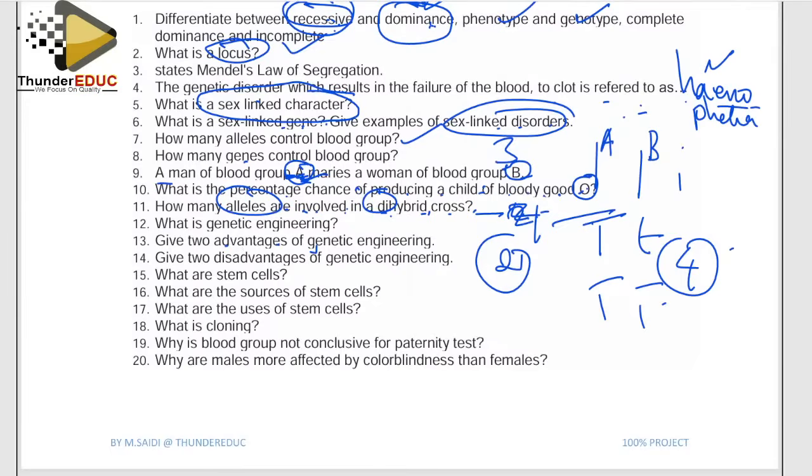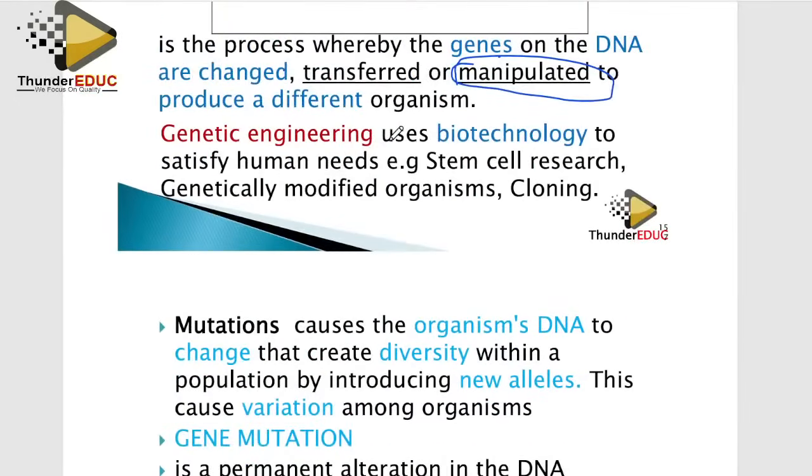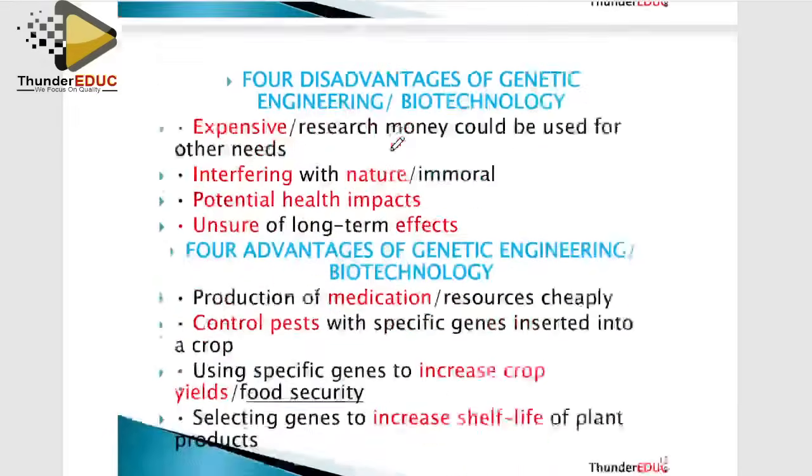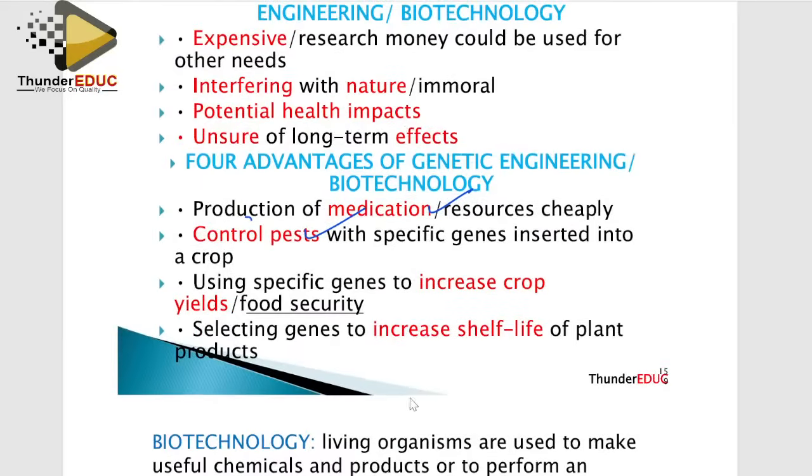So what are some of the advantages? Basically, it can be used for food. It can be used for research. They're asking you the advantages. We say that it can be used for medication, for pest control, to increase the food, and it can increase the shelf life, but they want only two. And the disadvantages: it is definitely expensive, and it interferes with nature. Some of them, we don't know the potential health impacts, and we don't know the long-term effects of this.